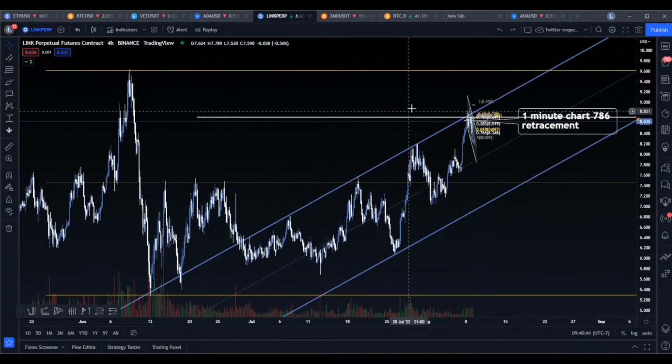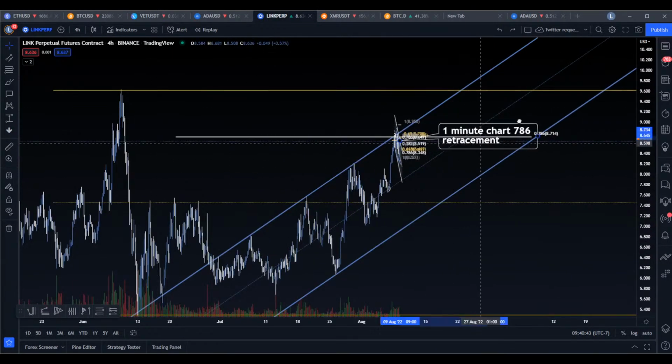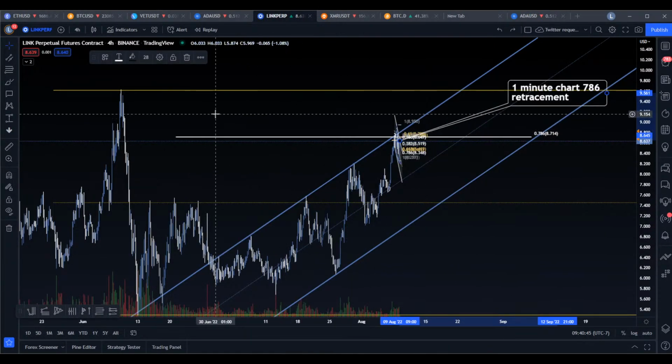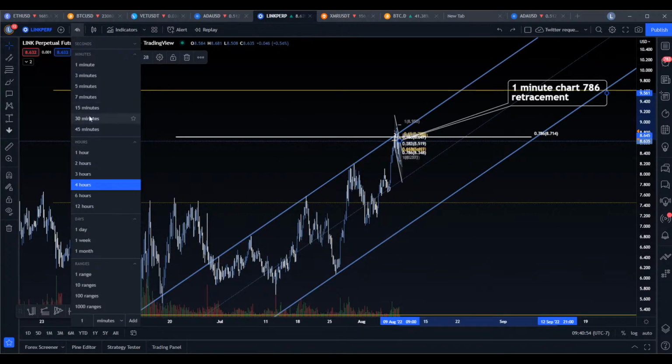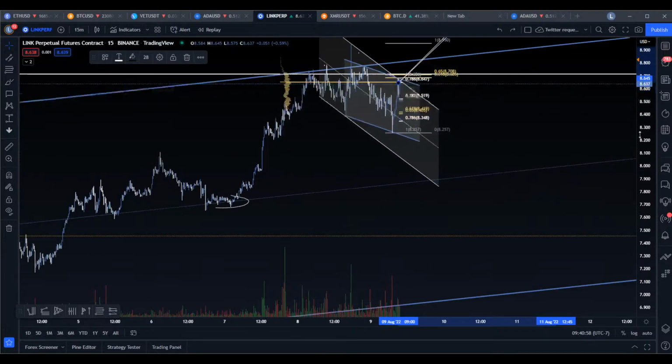So I'm shorting a high time frame level here, on the 4-hour chart. I'm going to go over this low time frame analysis shortly. But from this high to this low, there's the 786. It's a descending trend line. And I just want to go over how I'm trading it locally because I think there's a lot to learn here.